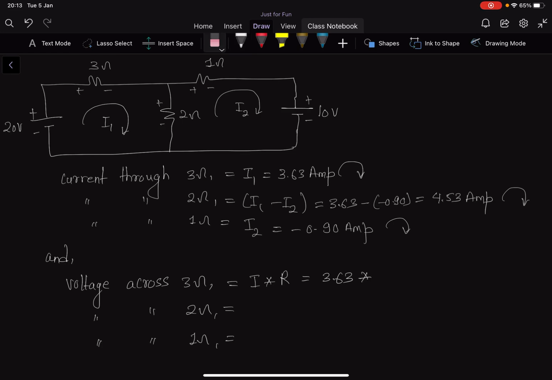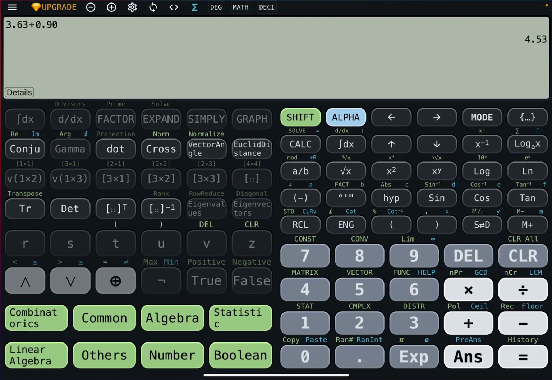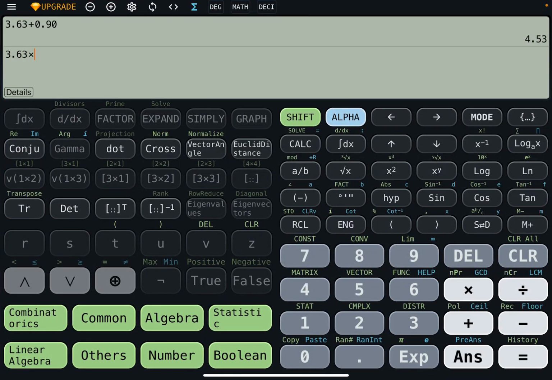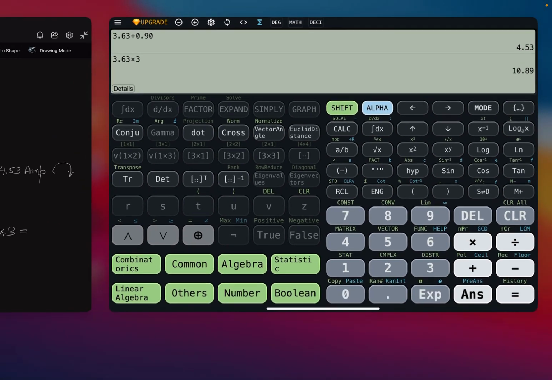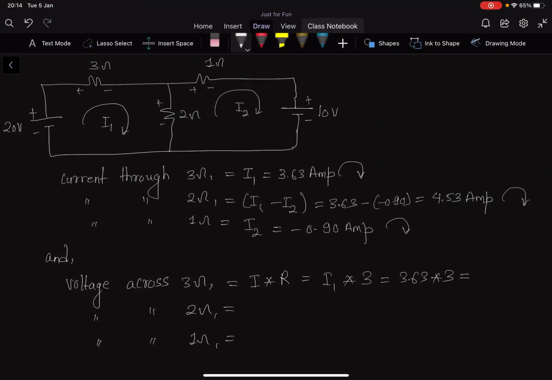Okay, so let me write this down nicely again. So the voltage is I1 times R3, or let's say just simply 3. So we got 3.63 times 3. Okay, so if we use that, 3.63 times 3, we get 10.89 volts.